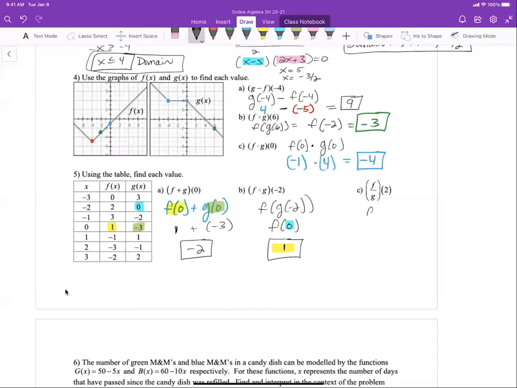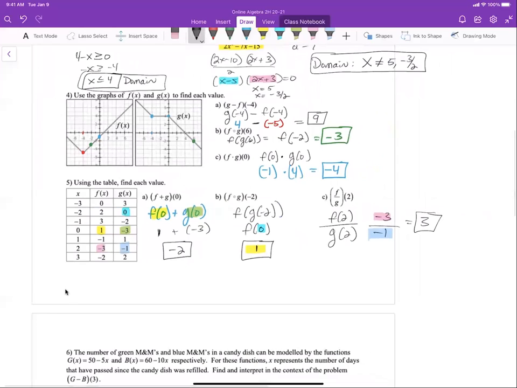Okay, C, f of 2 divided by g of 2. So what is f of 2? Well, I go to my input 2 and I find that to be 3. I'm sorry, -3. And g of 2 gives me an output of -1. -3 divided by -1 is a +3. Okay.